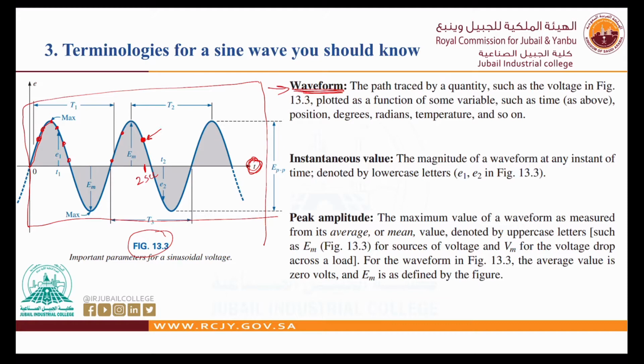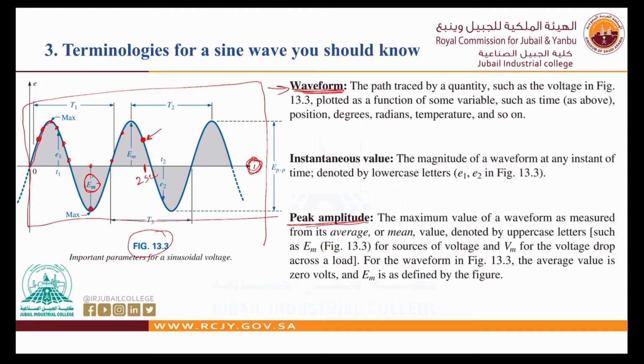Now, what is the peak amplitude? It is the maximum value of a waveform as measured from its average or mean value, denoted by uppercase letters such as EM. So this is the EM, from here to here, for sources of voltage, and VM for the voltage drop across a load. This you will get in the coming videos.